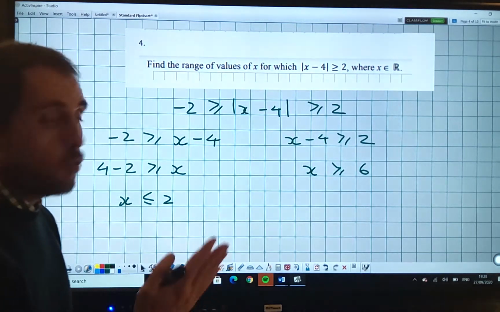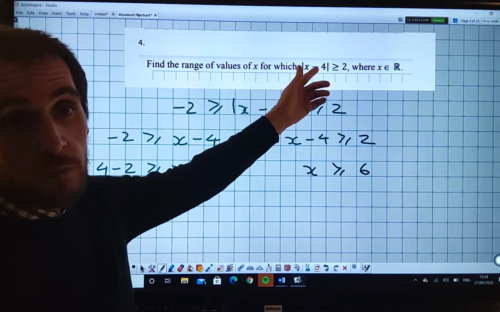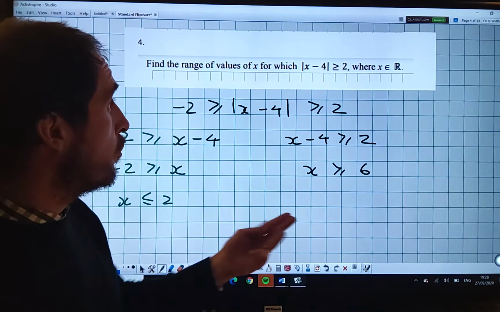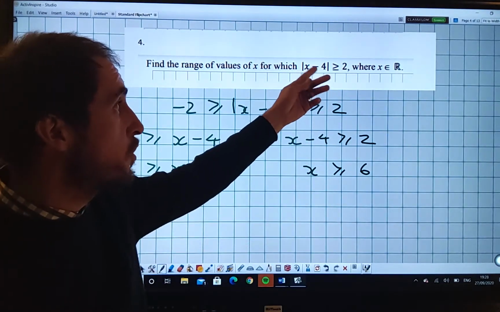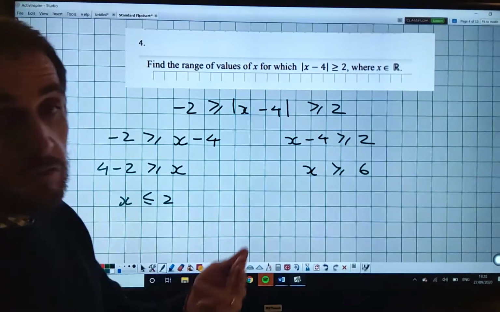So the numbers which wouldn't work are 3. So 3 minus 4 is minus 1. So that's not bigger than, because that's plus 1. You've got 4. 4 minus 4 is 0, which isn't. 5. 5 minus 4 is 1, which isn't bigger than. And, well, 6 is. So it's 3, 4, and 5.